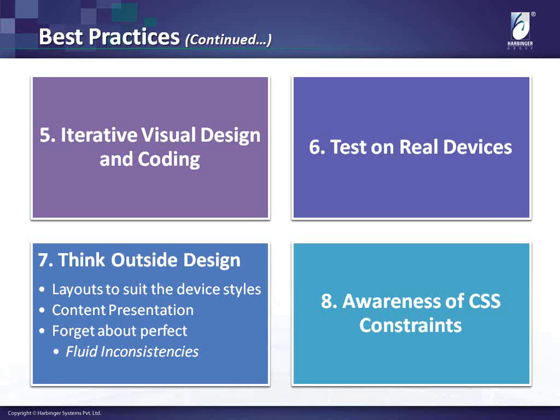Now we'll go to the next practice. So awareness of CSS constraints. Now when we know that the website is going to be responsive, which means it is going to get reflected on various devices, we might need to sacrifice few things at the design level. And keeping in mind the CSS constraints, we should design in a way that it allows as many page elements to be in pure CSS.